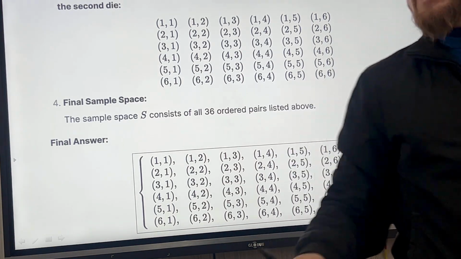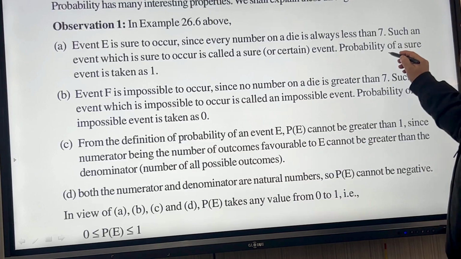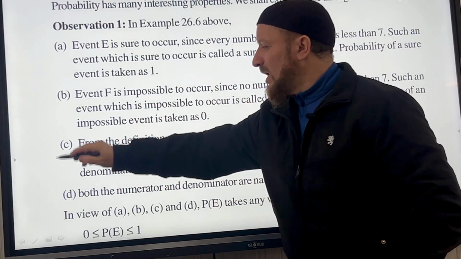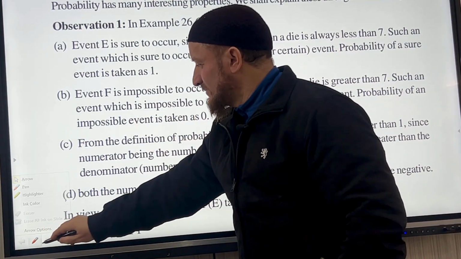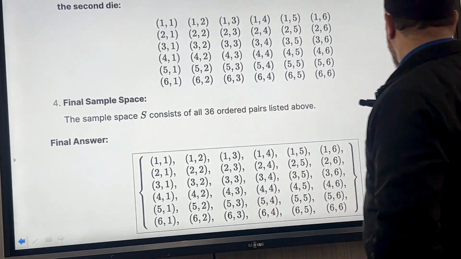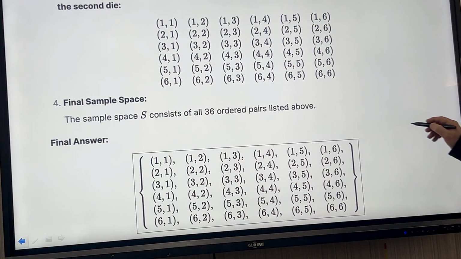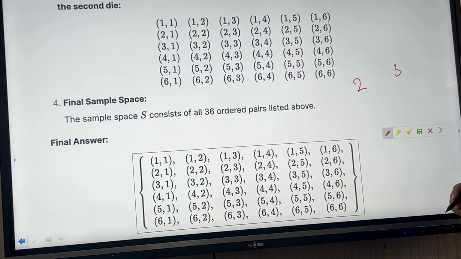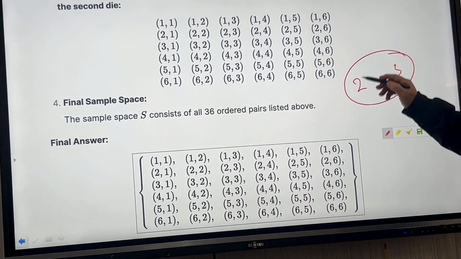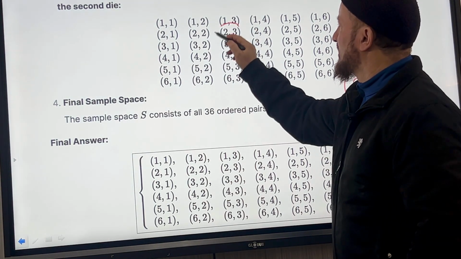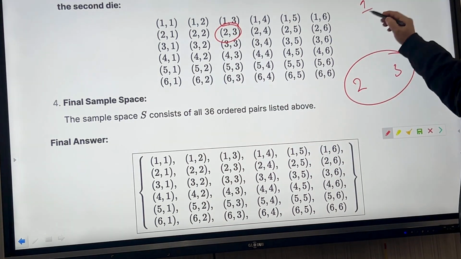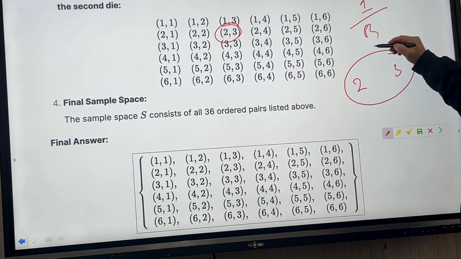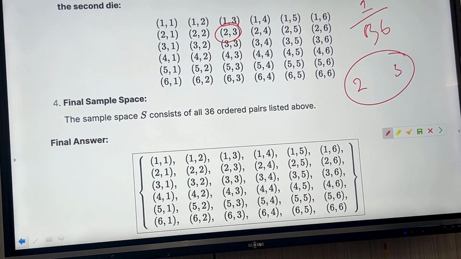Now if he tells you, say this one got 2 and this one got 3. For example, if I say this one got 2 and the other got 3, so that's 2 3. So 2 3 is only one time. That will be 1 divided by 36, which is the total, right? And so on.